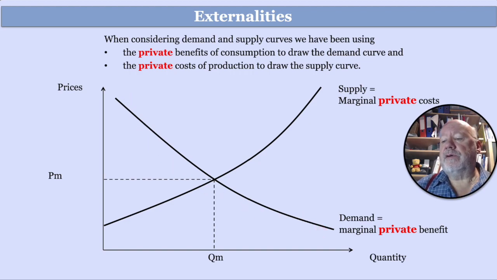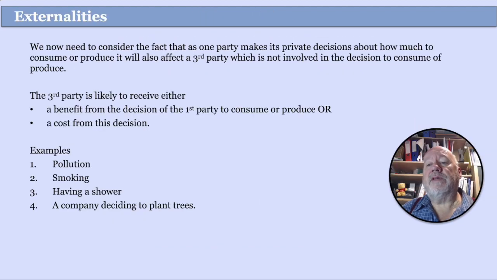And the demand curve is drawn on the basis that it reflects the private benefits. That's the benefits to the individuals in the market. And it's their private benefits. They don't worry about benefits that are received or costs on other people. They just look into the private benefit for them.